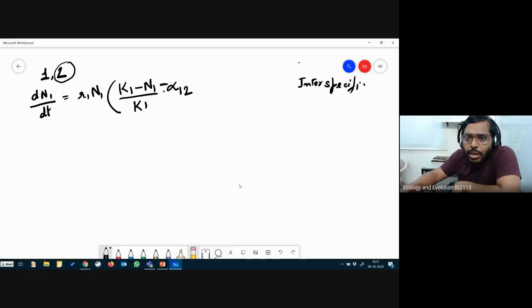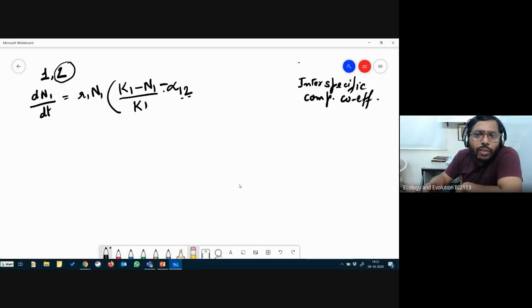Interspecific competition coefficient, and is typically denoted by alpha 1 2. The way this is to be read is the effect of one individual of species 2 on the growth rate of species 1. Now this was about one individual. Suppose I have n2 individuals of species 2, then all I have to do is multiply this by n2, the number of individuals of species 2.